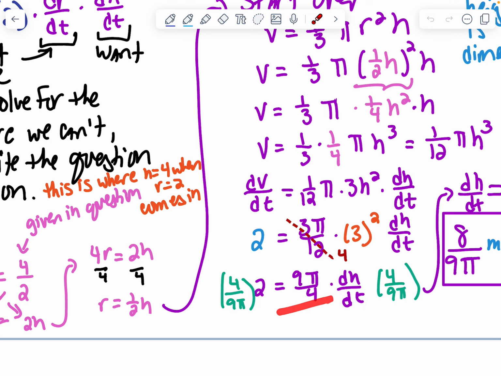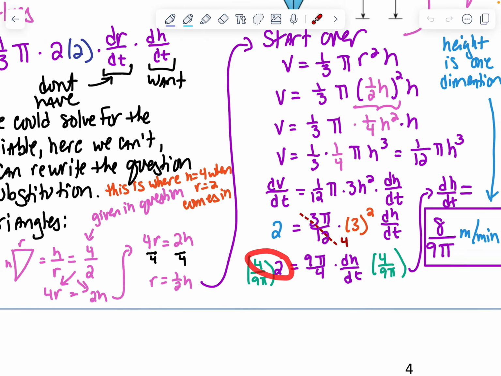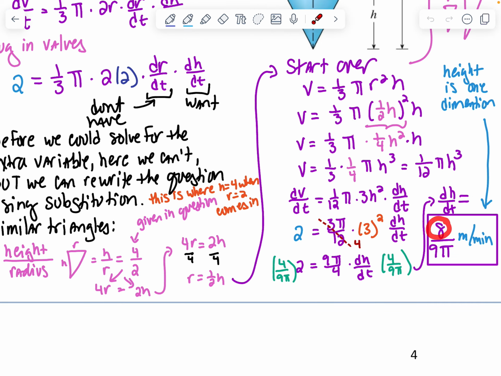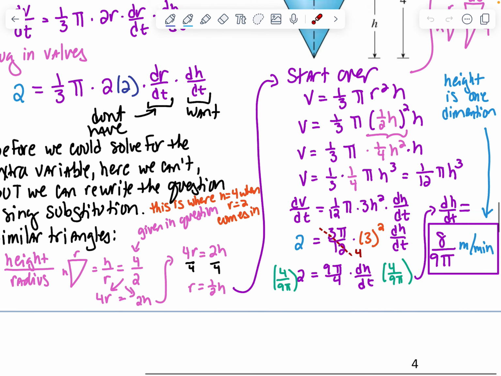Since I'm solving for dh/dt, you could multiply both sides by 9 pi over 4, but I find seeing fractions within fractions is confusing. So if you really think about multiplying both sides by the reciprocal so that the 4's cancel, the 9 pi's cancel, and on the right side I'm left with dh/dt that I'm solving for, I just need to worry about that reciprocal times 2 on the other side of my equation. And so I've got that 8 over 9 pi.